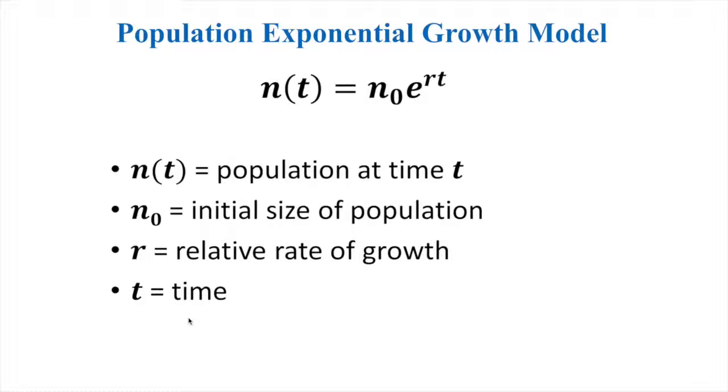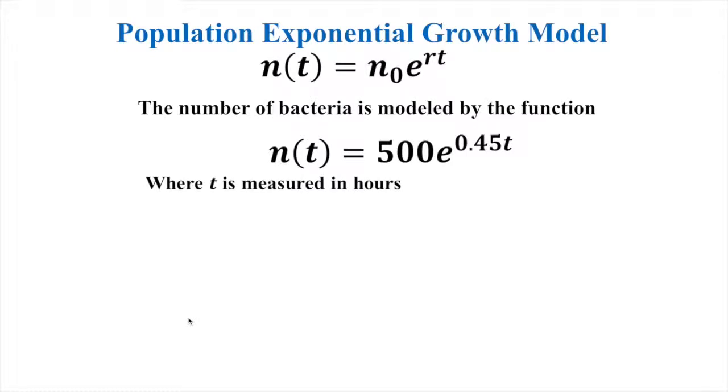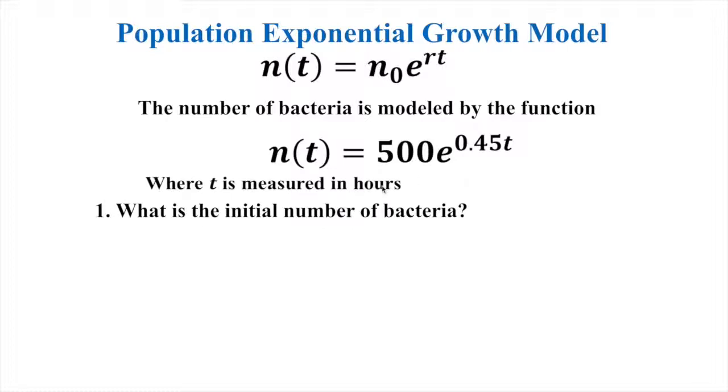All right, well, let's see where we can actually apply this. Okay, so we've got bacteria here, and here's the model. t is measured in hours in this case. Okay, sometimes it's years, sometimes it's hours. You have to kind of look and see what the problem states. Now this one, it's hours. So here we go. What is the initial number of bacteria? So how many did we start with? Well, if we look up here at our function, we started with 500. So 500 should be your initial amount of bacteria.